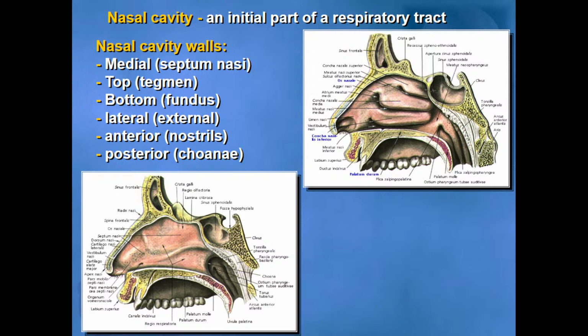As you remember, the nasal cavity is the initial part of the respiratory tract, and as any cavity, it has some walls. Medial wall, it is the nasal septum. Superior wall, it's the tegmen that separates the nasal cavity from the brain. Inferior wall, floor or fundus. Lateral wall: anterior it's nostrils, and posterior it's choanae.